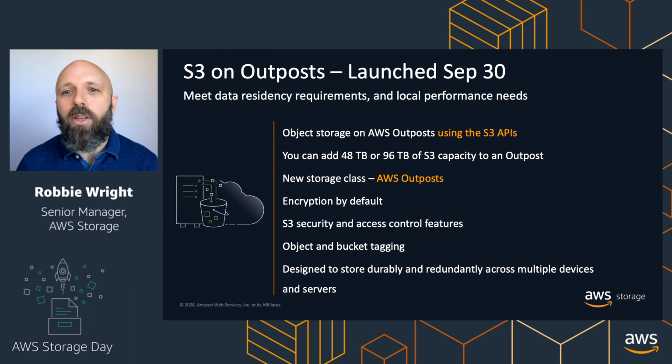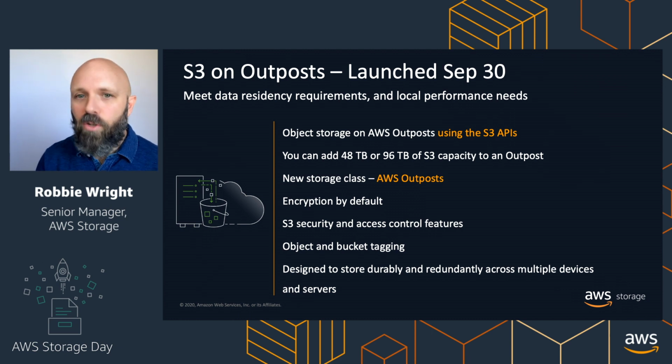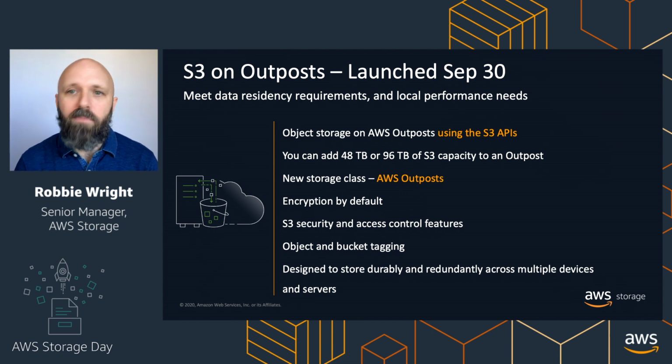S3 on Outposts provides a new Amazon S3 storage class named S3 Outposts, which uses the same S3 APIs, and it's designed to store data durably across multiple devices and servers on your AWS Outpost.